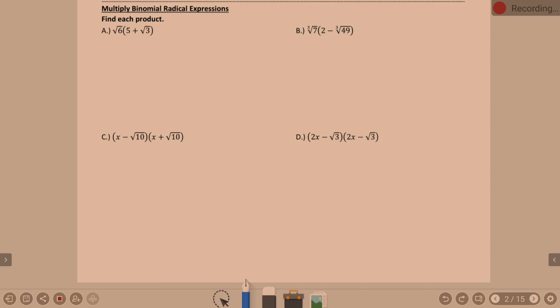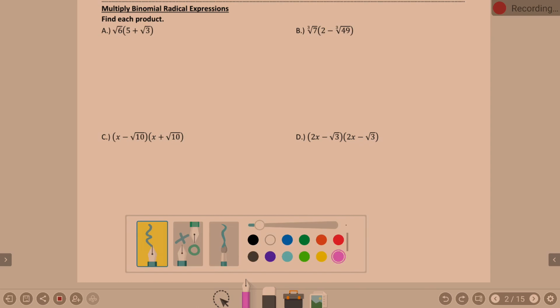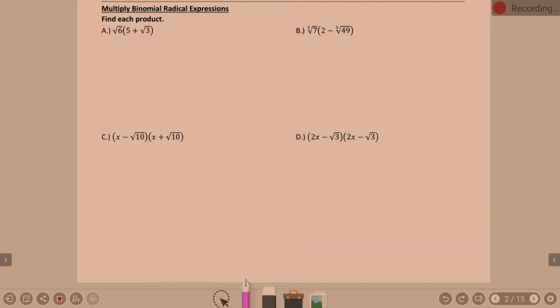Okay, look at A. Officially it says find the product. Square root of 6 times the quantity 5 plus square root of 3. You guys have been in algebra for a bit. You successfully passed Algebra 1, you made it to Algebra 2, and we've been in Algebra 2 for over a semester. What are we going to have to do here?